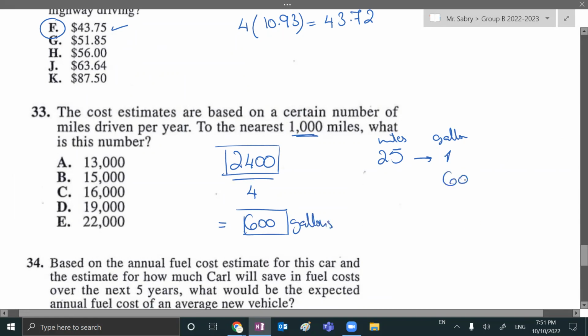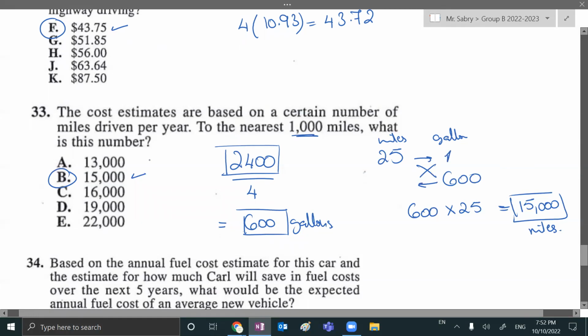So if I use 600 gallons, how many miles am I talking about? I'll cross multiply to find that out. It's 600 multiplied by 25, all divided by 1. So it's 600 multiplied by 25, which is 15,000. They've estimated 15,000 miles. B would be the answer for that.